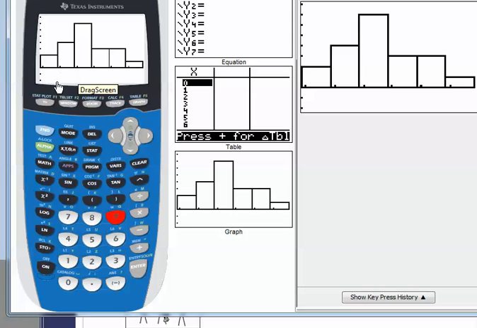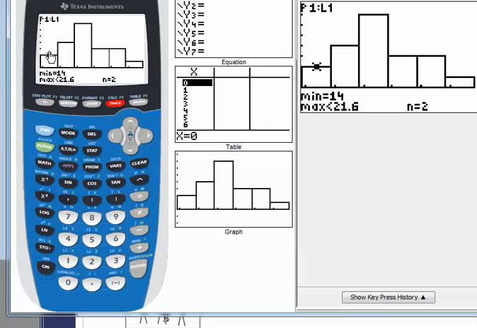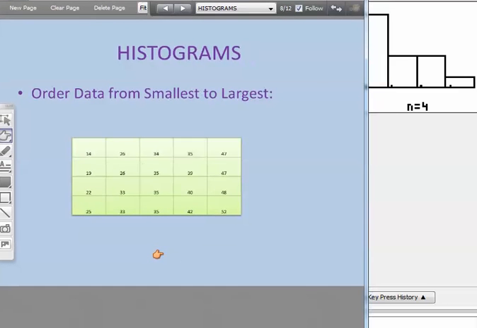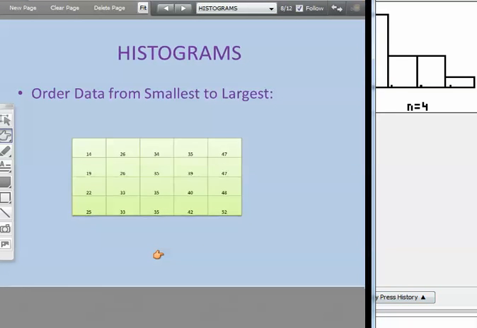So let's look at some of this. If I do a trace, see how it's got the little cursor right here? It's showing my min's 14, my max is 21.6, and there's 2 items in that list. If I go to the next one, min's 21.6, max is 29.2, and there are 4 of them in that one. I created a histogram right here on my calculator. You see how that worked? You can play this back if you need to so that you can see how it works over and over again. But that's how you get histograms to work on your calculator.